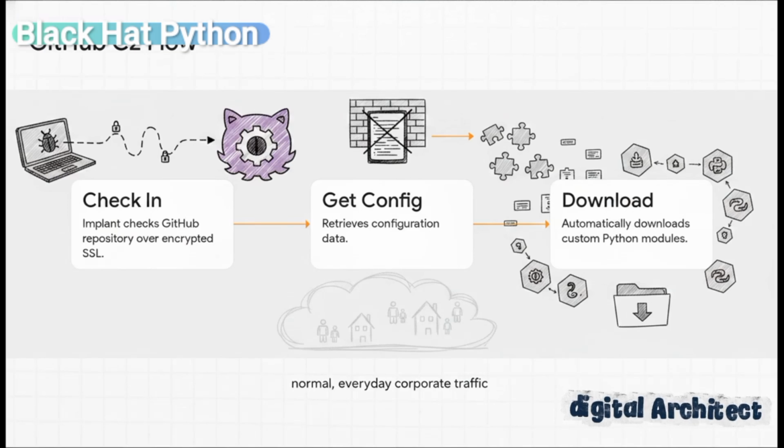A major headache for attackers is that standard command and control, or C2 traffic, almost always gets blocked by enterprise firewalls. So the brilliant workaround here? Using GitHub for your C2. Your deployed implant checks a GitHub repository over encrypted SSL. It retrieves its configuration data and then automatically downloads new custom Python modules. And because it's using standard SSL to a highly trusted site like GitHub, it blends in perfectly with normal, everyday corporate traffic. No one even blinks.